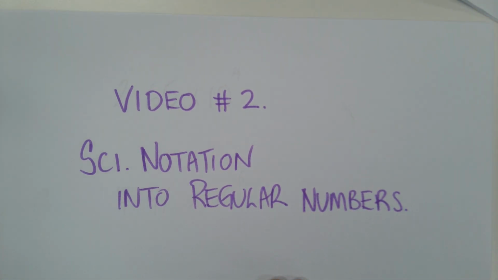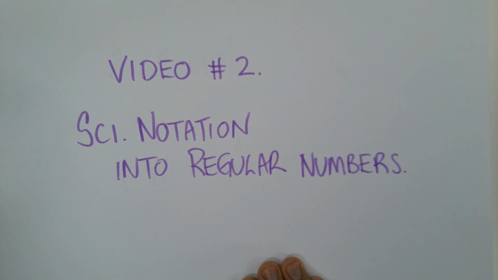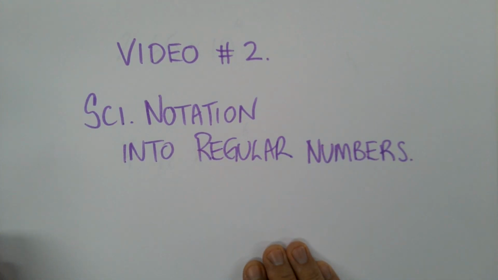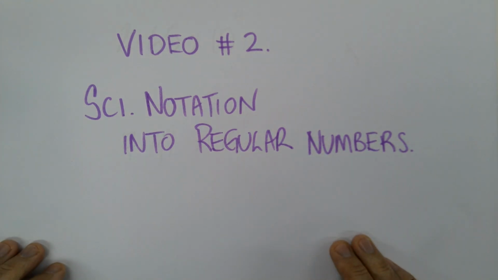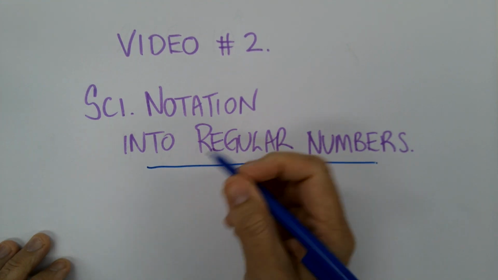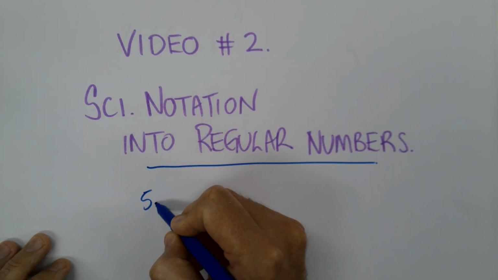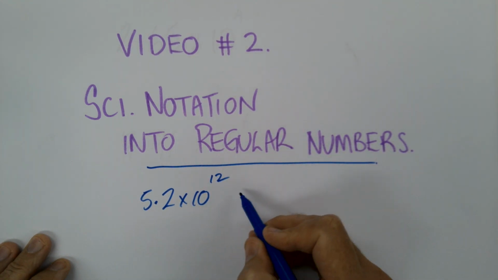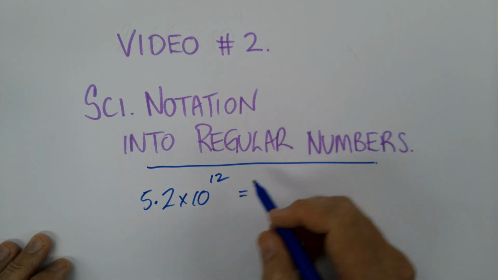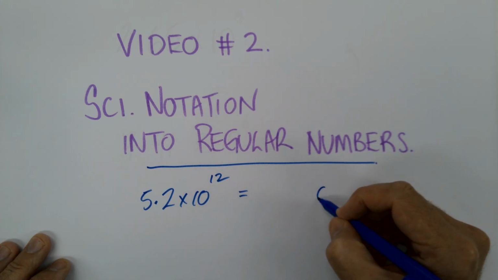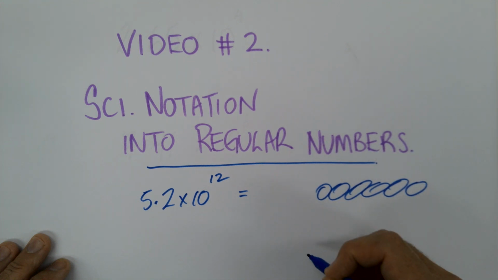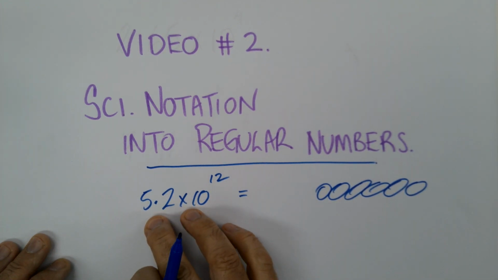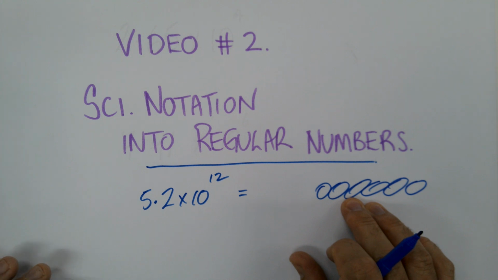Okay, so looking at video number 2. We're still in scientific notation, but this time we're starting with scientific notation and ending up in your regular numbers. So it's kind of the reverse of what we were doing before. So this is where we're headed. If you had 5.2 by 10 to the 12, what is that in a regular number, with a whole bunch of zeros at the end? So, going from scientific notation into a regular everyday number.